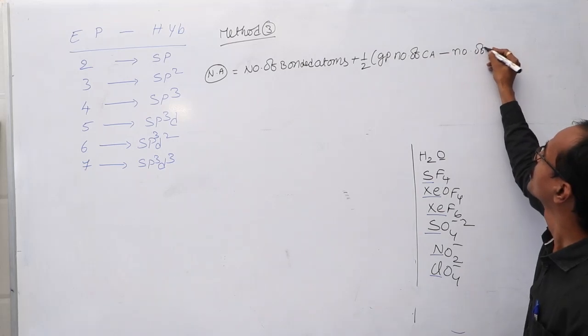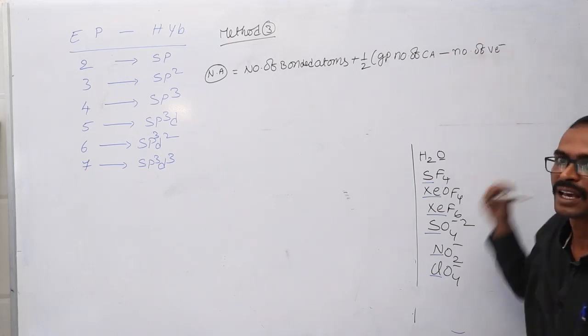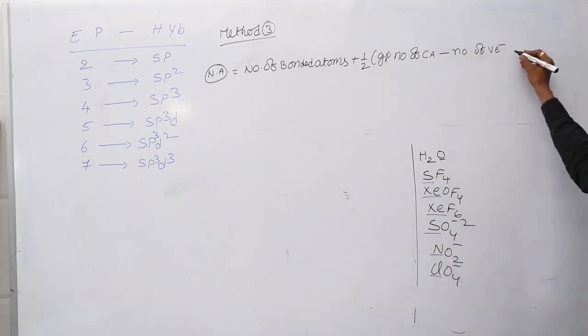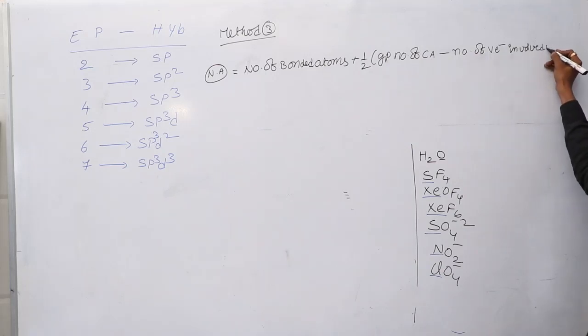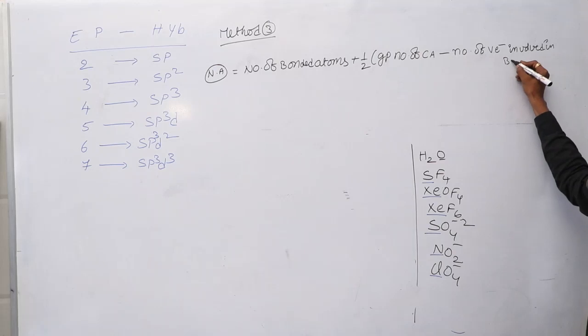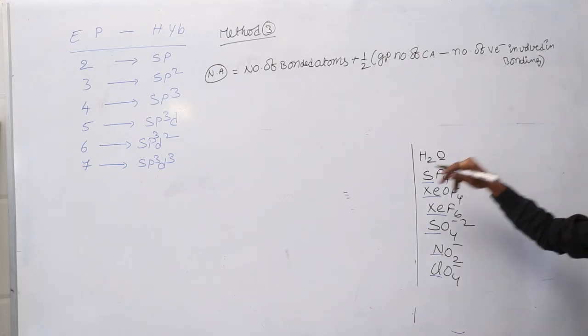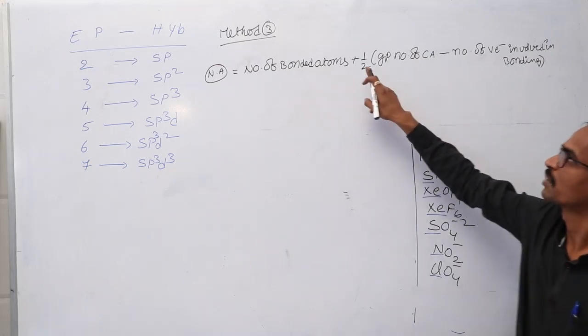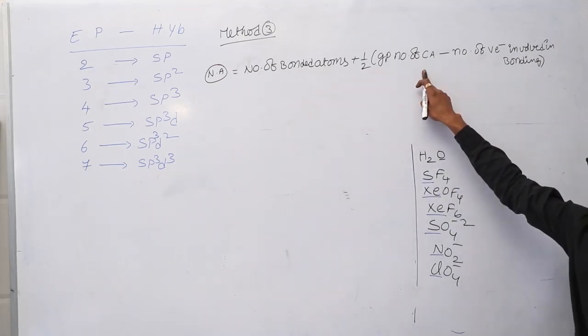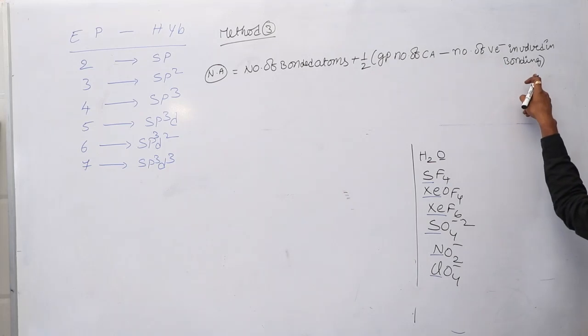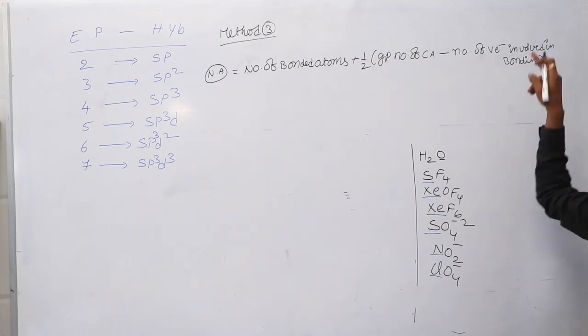Number of valency electrons involved in bonding. This is the simple formula. Right? What is the formula? Electron pair number is equal to number of bonded atoms plus half into group number of central atom minus number of valency electrons involved in the bonding.